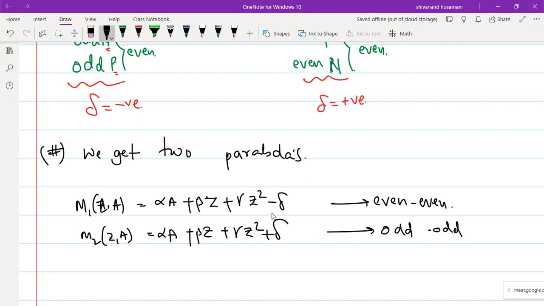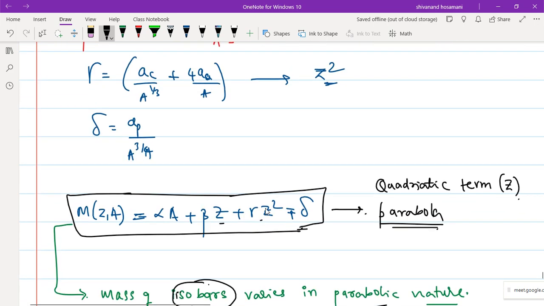So generally we write this one as minus plus. Remember, this is not a plus minus. In M, we have taken that one as minus plus.